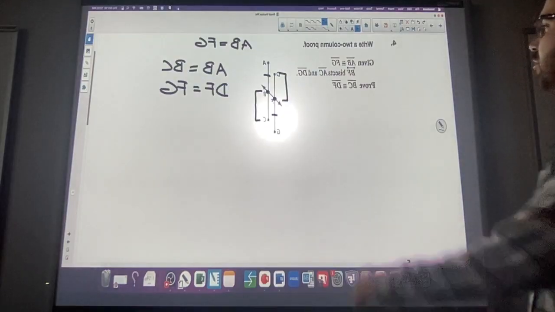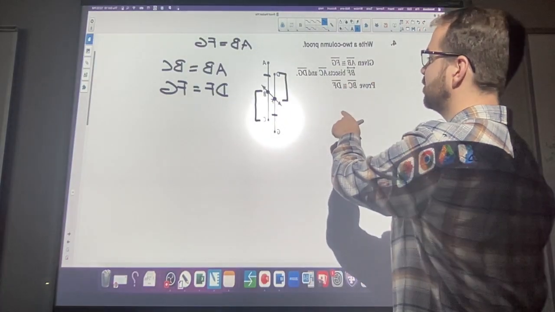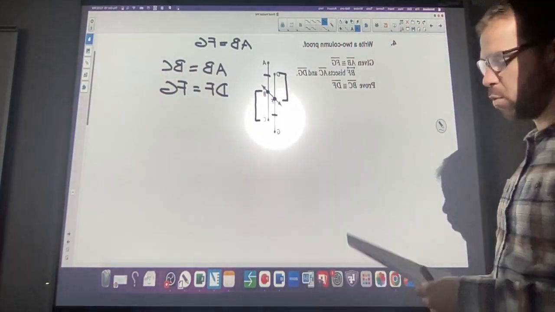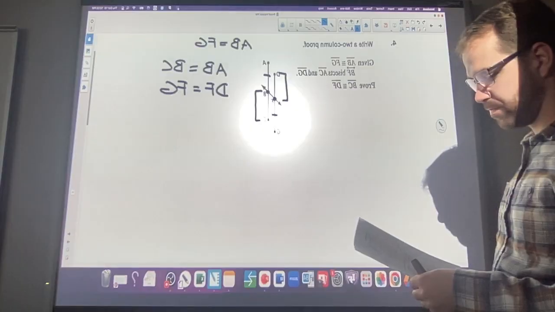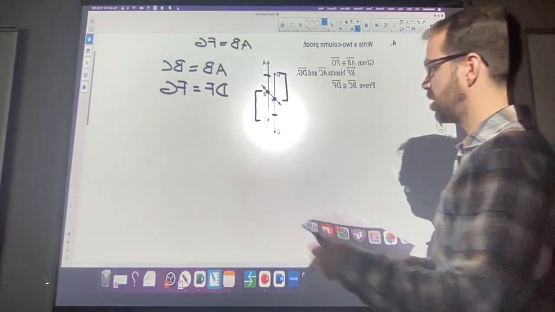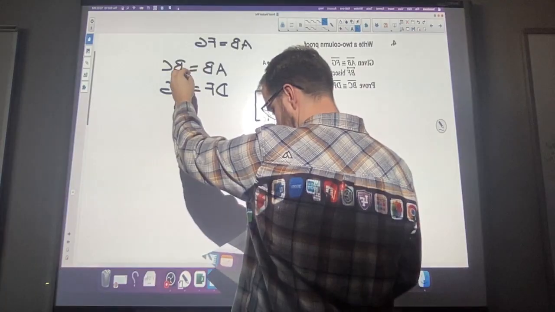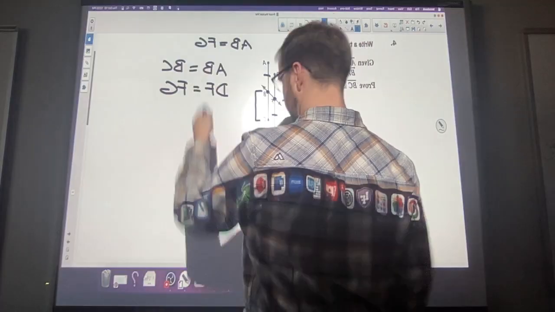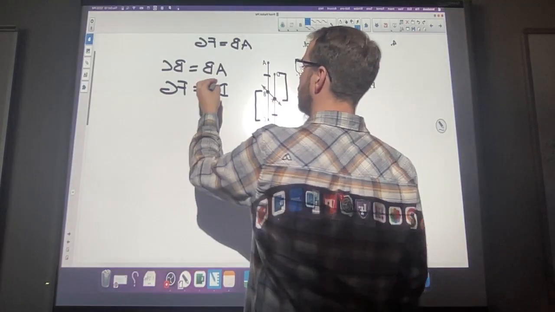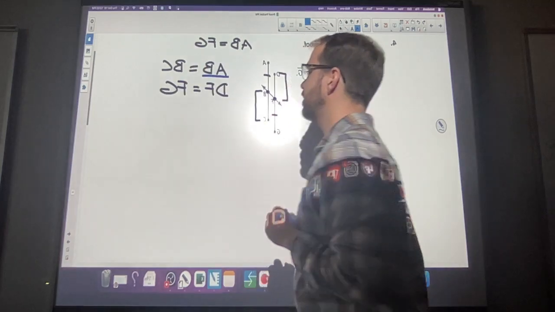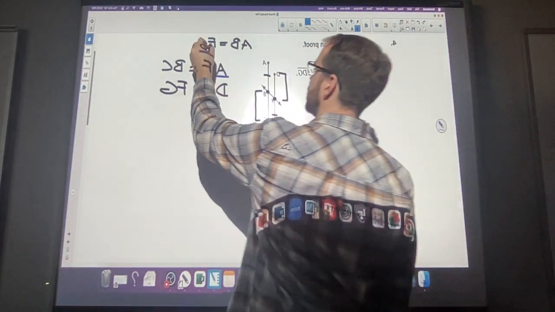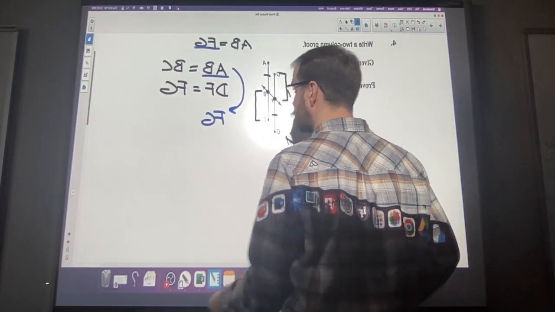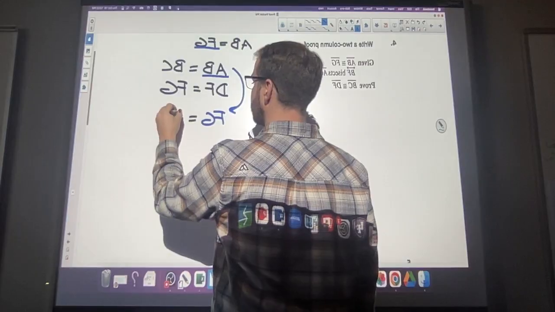We want to get BC and DF. So we have BC here and we have DF here, and I'll walk you through the logic of what we're going to do. We're going to start by taking this statement here, and we're going to replace a part of it. So we know that AB is the same as what? It's the same as FG. So we're going to rewrite this, and we're going to say FG equals BC.